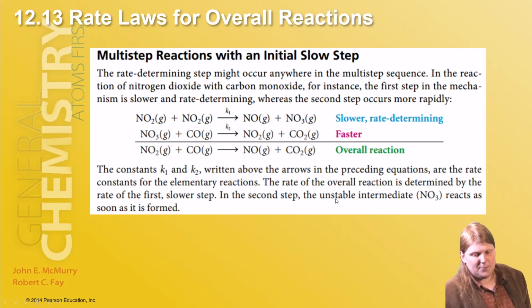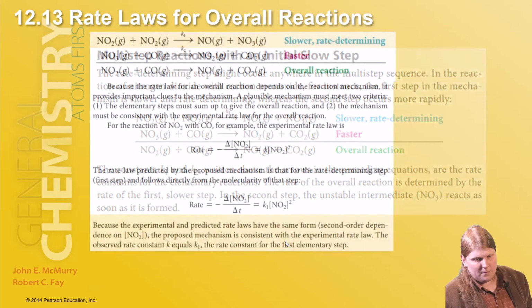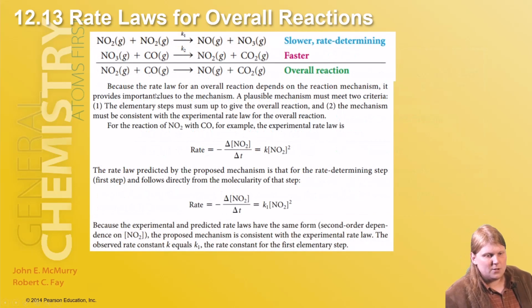In the second step, the unstable intermediate reacts as soon as it's formed. So I might not be able to see it, because as soon as it's formed, it's consumed. It doesn't ever accumulate that much, and as soon as it is produced, it powers the second reaction. So because the rate law for the overall reaction depends on the mechanism, it's going to provide some clues as to the mechanism, right?